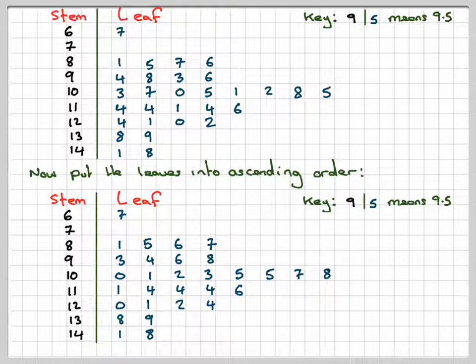And now what we've done, we've actually ordered the data. So 6.7, 8.1, 8.5. So it becomes useful for finding things like the median and the quartiles.